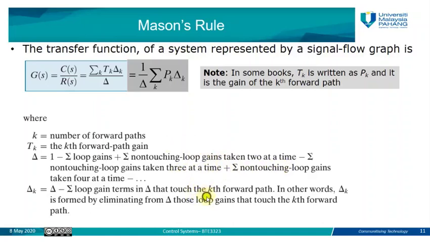If we say 3, that means we are going to find 3 loops which are non-touching with each other. If 4, 4 loops which are non-touching with each other, and so on. Later on, we will see an example of how to define these non-touching loops.